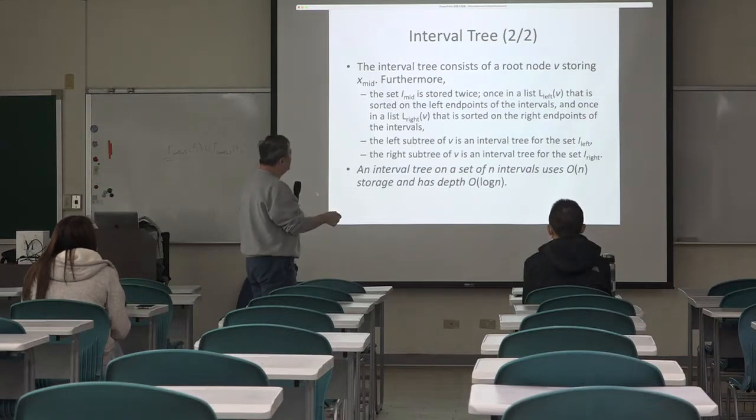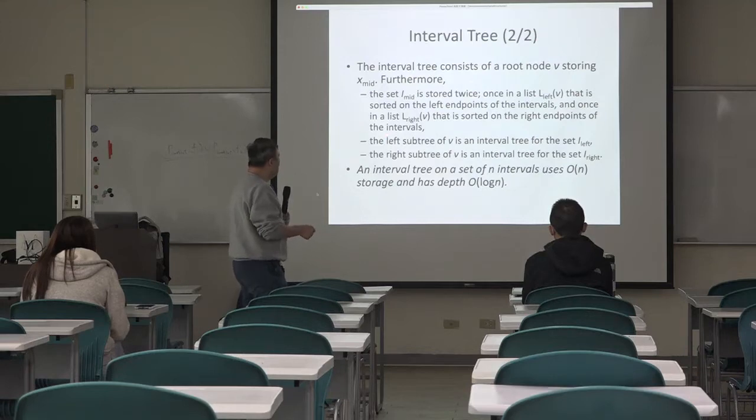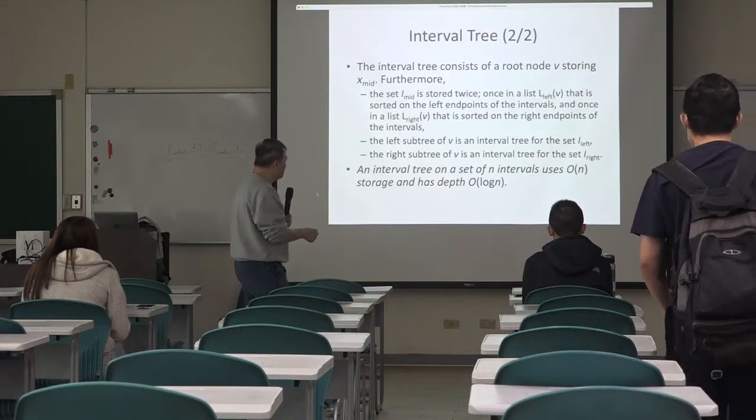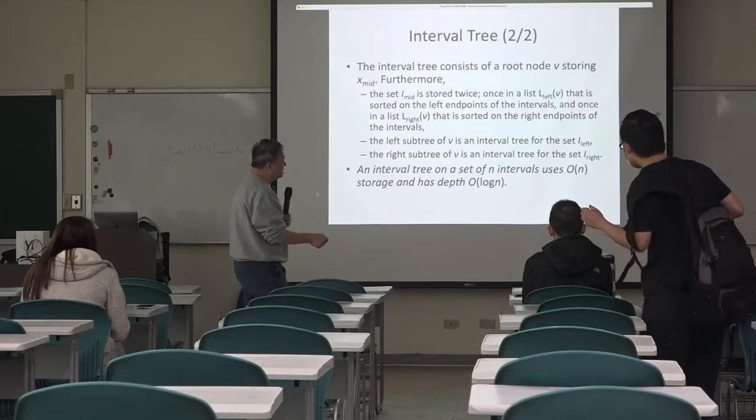So this interval tree consists of a root v storing x mid, and also the set I mid, which will be stored twice. Once in the list L left of v, sorted on the left endpoints of the intervals, and once in the list L right of v, sorted on the right endpoints of the intervals. The left subtree of v is also an interval tree for the set I left. The right subtree will also be an interval tree for the set I right.